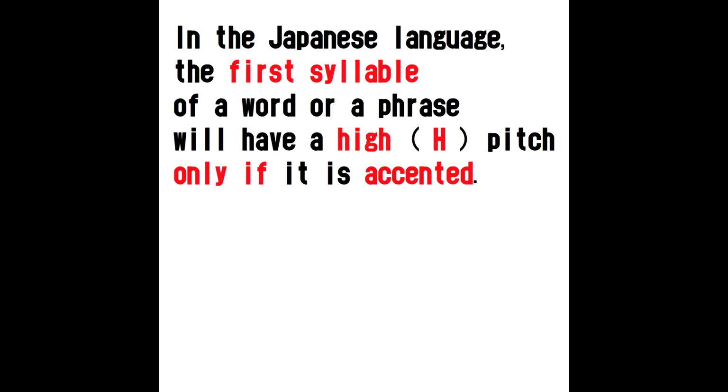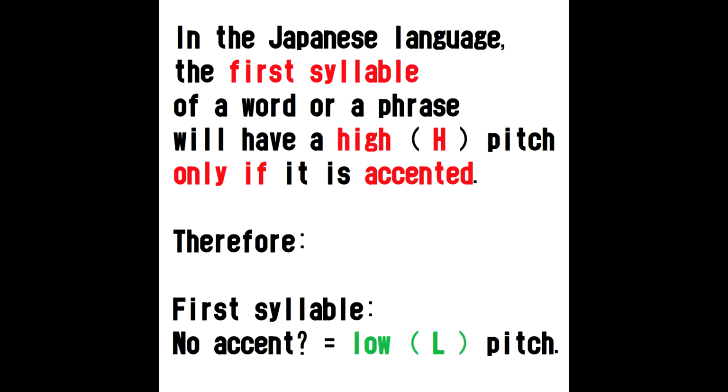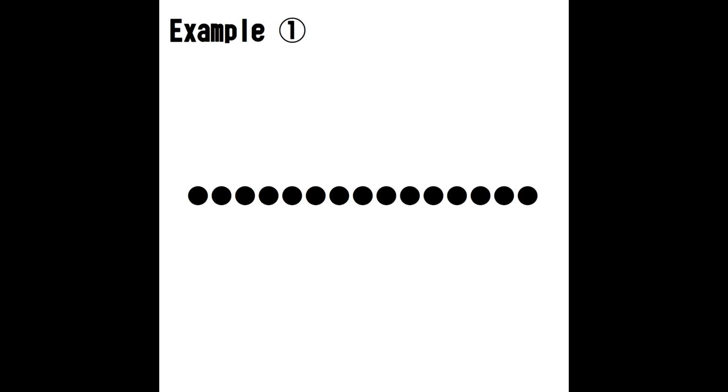Part 2. In the Japanese language, the first syllable of a word or a phrase will have a high pitch only if it is accented. This means, therefore, that the first syllable, if it has no accent, is low in pitch. Here is an example. Let's imagine that our accent is placed there. So this syllable will be high. Clearly, the first one has no accent. It will be low.